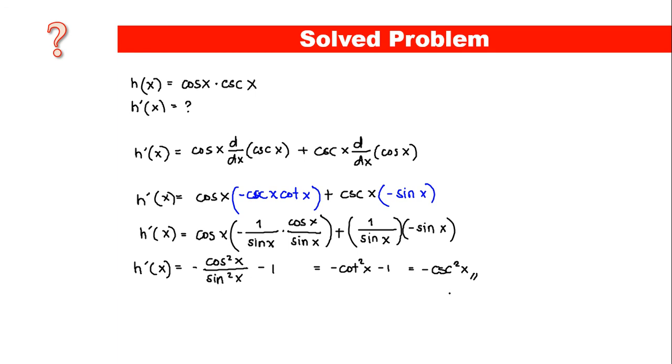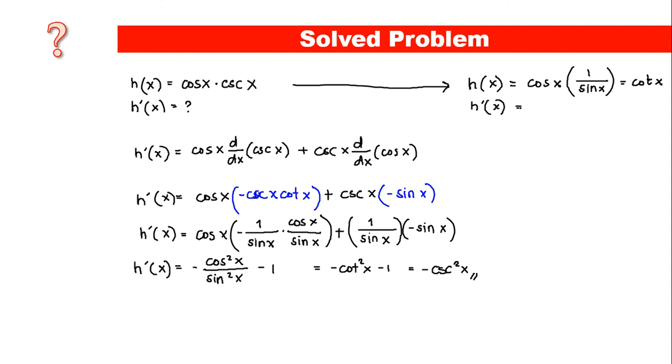In fact, yung ating equation, pag simplify muna natin yan sa unahan, equal yan sa cosine ng x times 1 over sine ng x, which is equal to cotangent of x. And yung cotangent ng x, yung kanyang derivative, equal yan sa negative cosecant squared ng x.